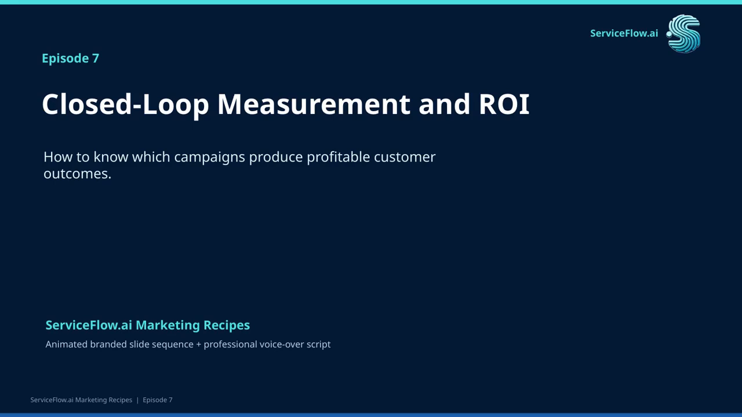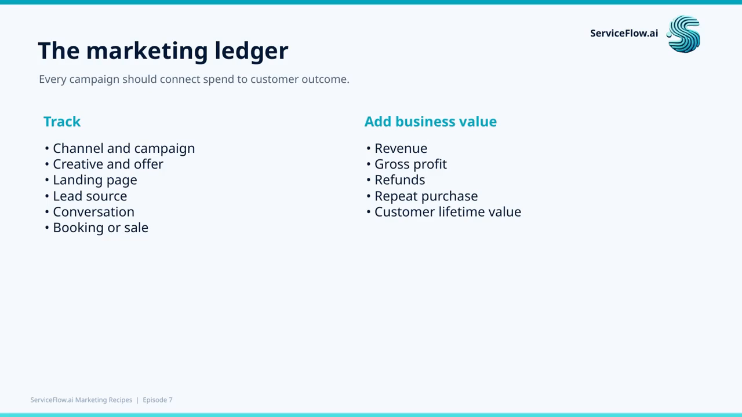Episode 7 is called Closed Loop Measurement and ROI. The main idea is simple. Marketing cannot be optimized properly if it only sees clicks, views, and form fills. ServiceFlow.ai should connect every campaign to the lead conversation, the appointment, the quote, the booking, the sale, and the margin. That closed loop tells the business what is actually working.